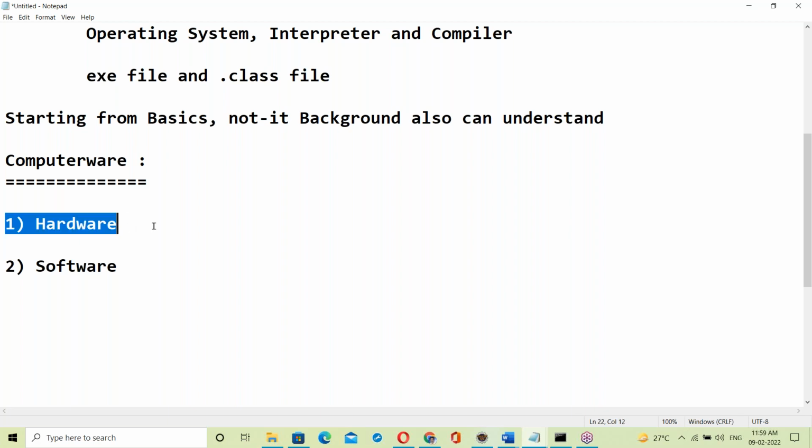But this is not our part, so just leave it. Now let us move to software. Our topic is software. We are software engineers.